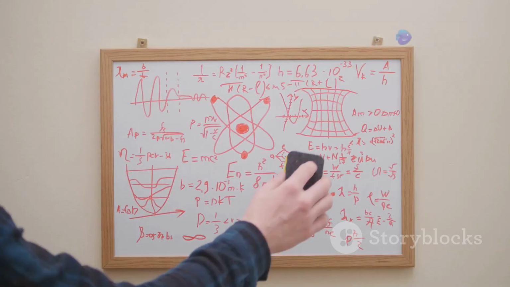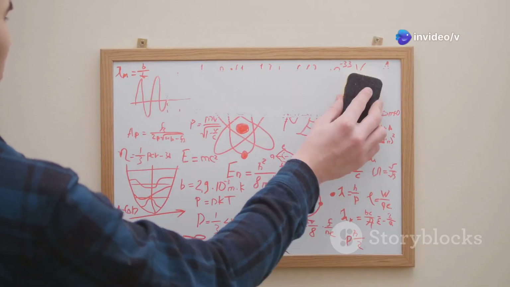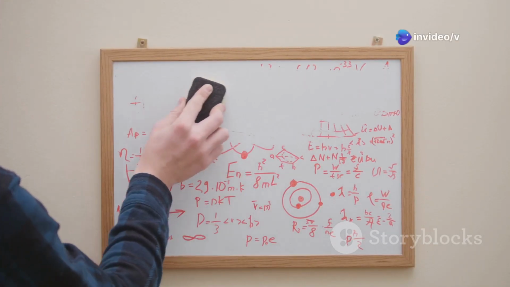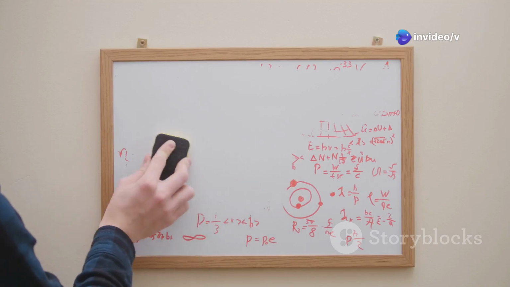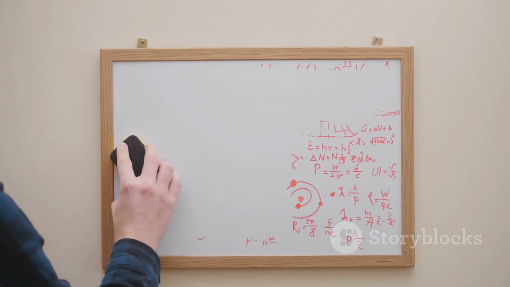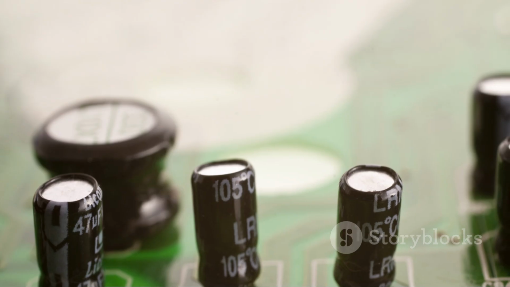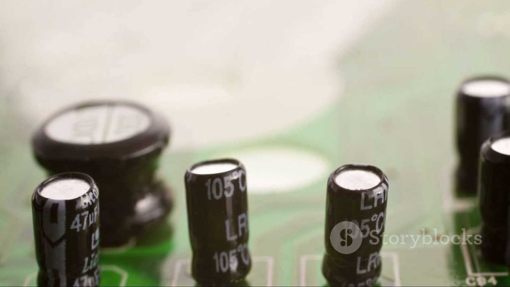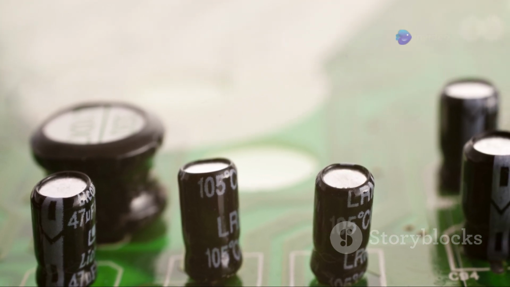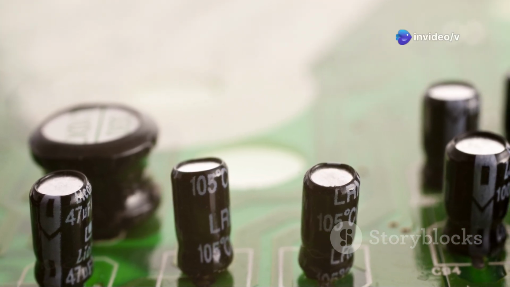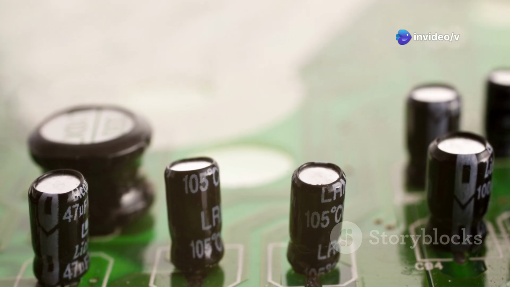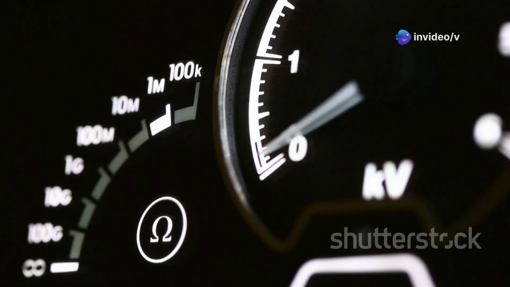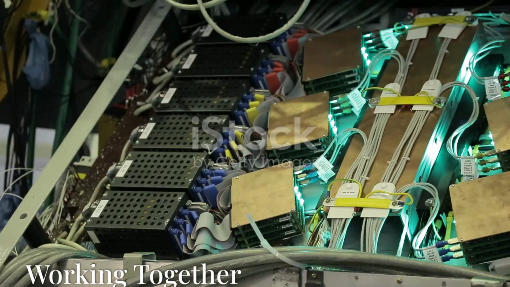The formula for calculating the total capacitance of capacitors in series is 1 over C total equals 1 over C1 plus 1 over C2 plus 1 over C3 and so on. For example, if we connect 3 capacitors of 10 microfarads each in series, the total capacitance would be around 3.33 microfarads. The voltage across each capacitor adds up to the total applied voltage.